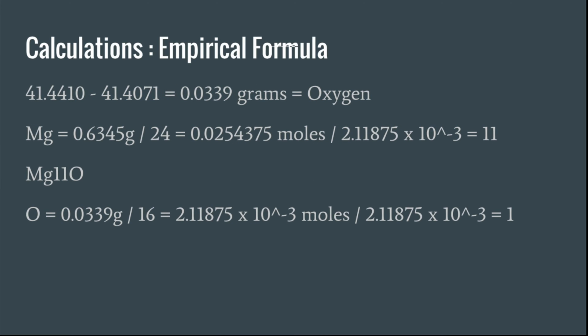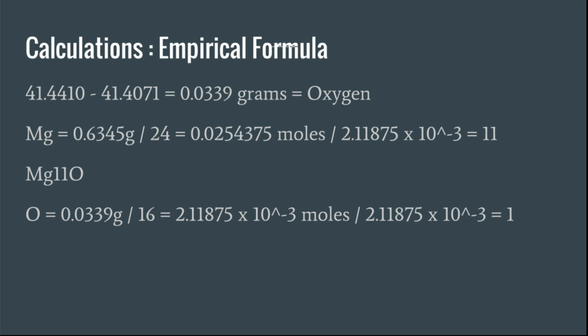This was the calculation to find the empirical formula. First, you needed to take the mass of the crucible, lid, and magnesium after being burnt and subtract from that the mass of the crucible, lid, and magnesium before being burnt, which was 41.4410 minus 41.4071. This gave us 0.0339 grams, which was the mass of oxygen.